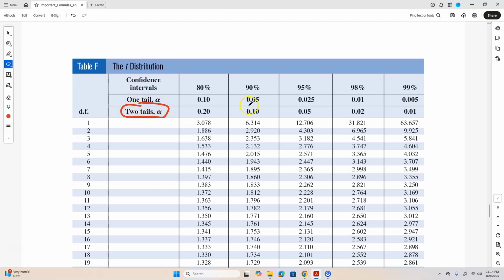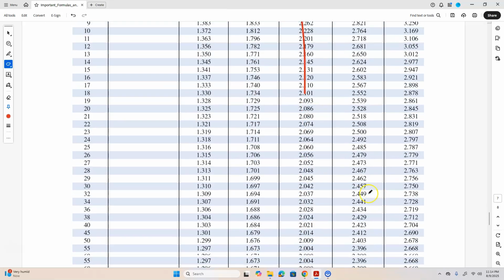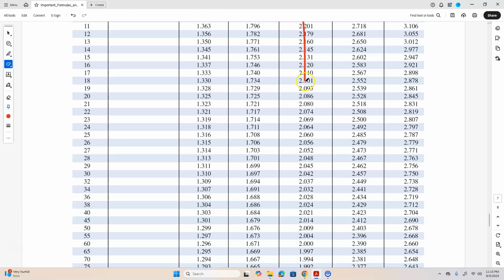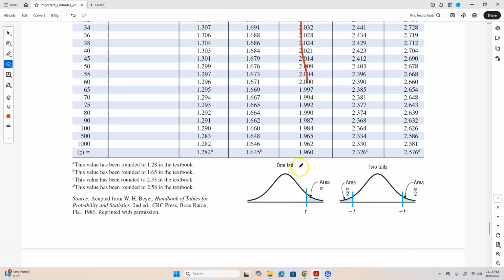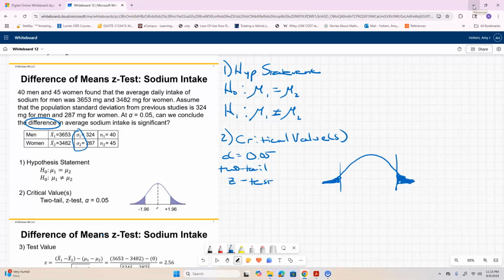Two-tail, alpha 0.05, and it's a z-test, so we're going to go all the way to the bottom. And we're going to get our 1.96 from our 0. So 1.96, and it's a two-tailed test, so we're going to have our negative 1.96 and our positive 1.96.